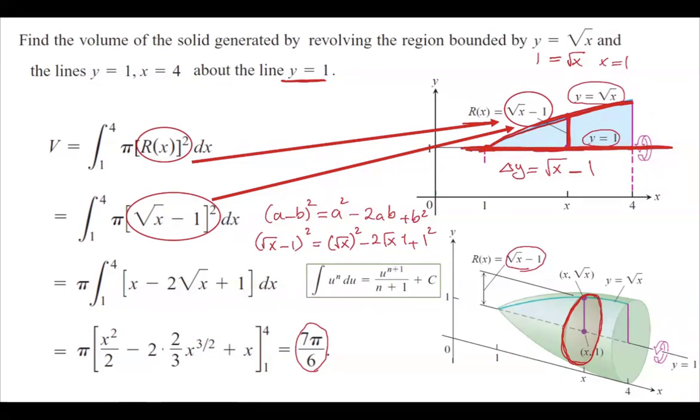So again, the most important part for you is to identify your cross-section and find the radius of this cross-section. And you can think about the radius as the distance between the maximum y value and the minimum y value.